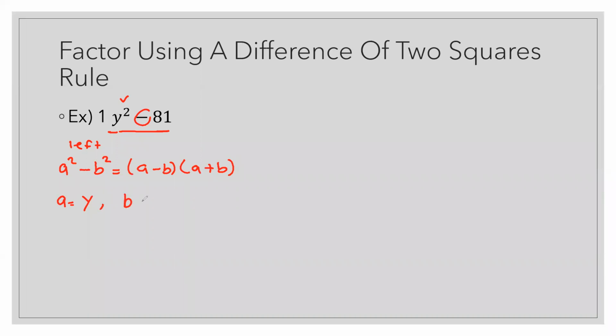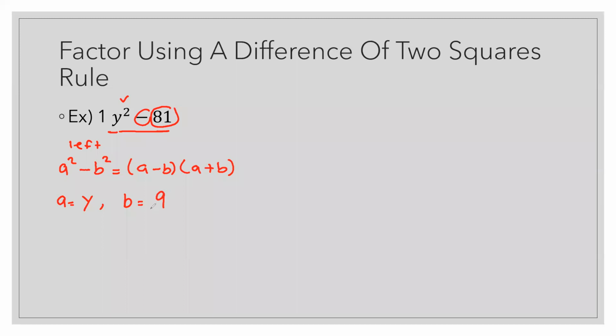And then what do you think our b value is? So don't worry about the minus. That's just part of the problem. Just worry about the 81. So what number, in our case it has to be a number, when squared gives you 81? It would be 9, right? Because 9 squared, 9 times 9, is 81.